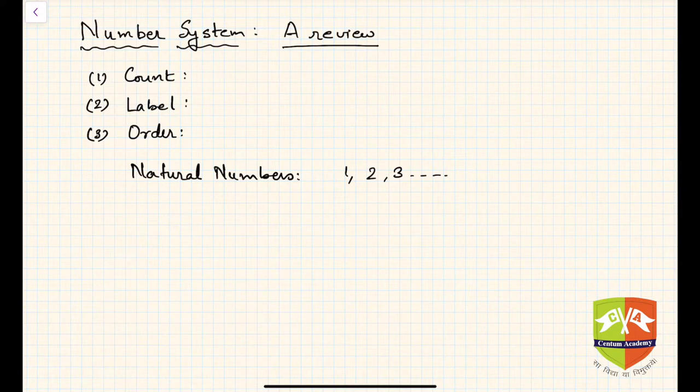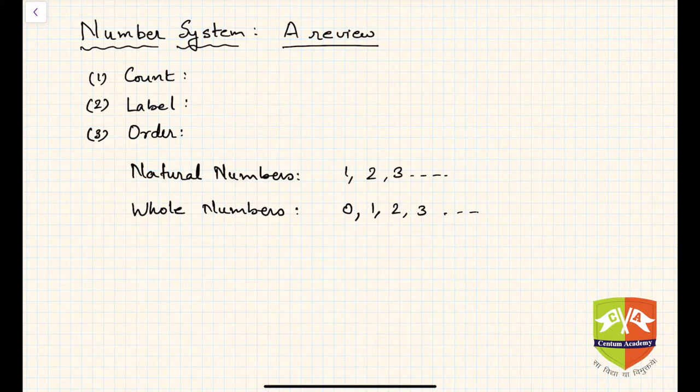But then we soon graduated into another set of numbers, which is called whole numbers. Whole numbers are nothing but numbers starting from 0. All counting numbers plus 0, that is 0, 1, 2, 3, 4, 5, and so on and so forth, are all whole numbers.